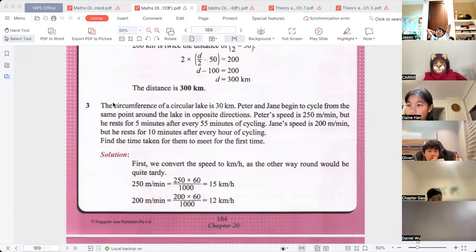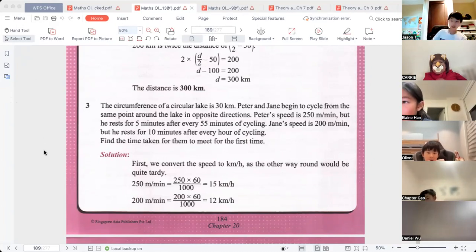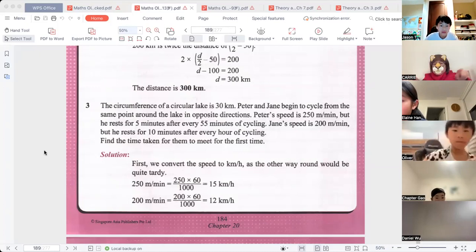So let's take a look at this one. The circumference of a circular lake is 30 kilometers. Peter and Jane begin to cycle from the same point around the lake in opposite directions. It's a circle, right? Oh, Elaine, you're frozen. Okay, so let's take a look at this one. A circular track, it's the circumference of a circular lake. They are going in opposite directions, okay?